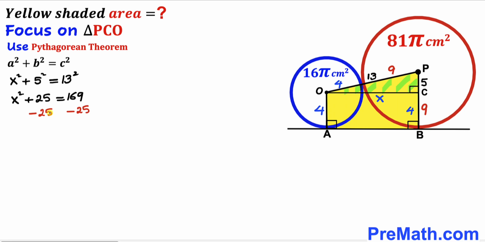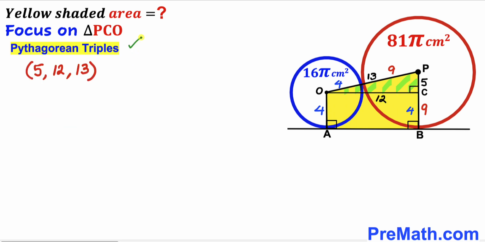We are going to subtract 25 from both sides. This is gone. So therefore x square is going to be equal to 144. I'm going to undo this square by taking the square root on both sides. So therefore our x value turns out to be 12 centimeter. So therefore this x value is going to be 12. We could have used the Pythagorean triplets as well to figure out the unknown side length. Our two given sides are 5 and 13. So therefore our unknown length is going to be 12 centimeter.